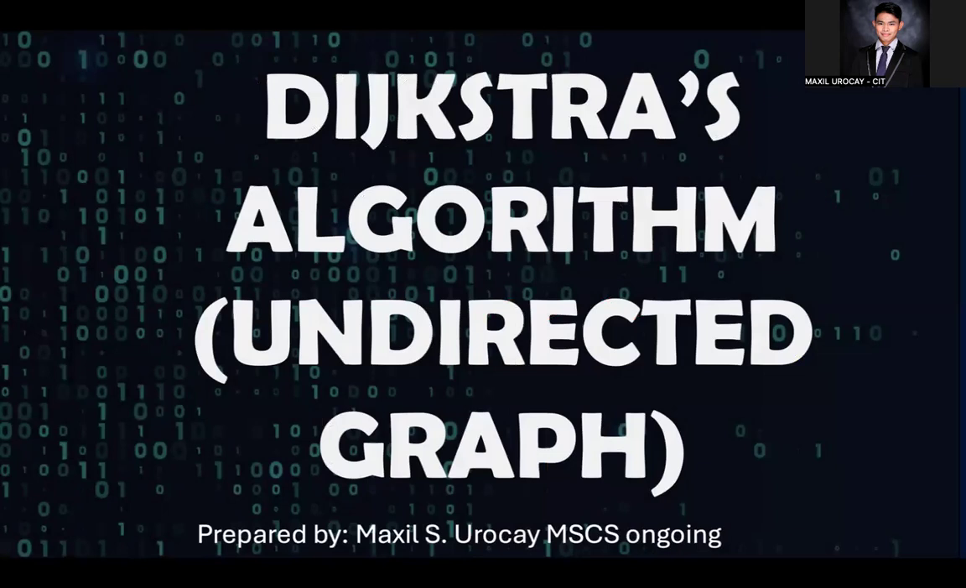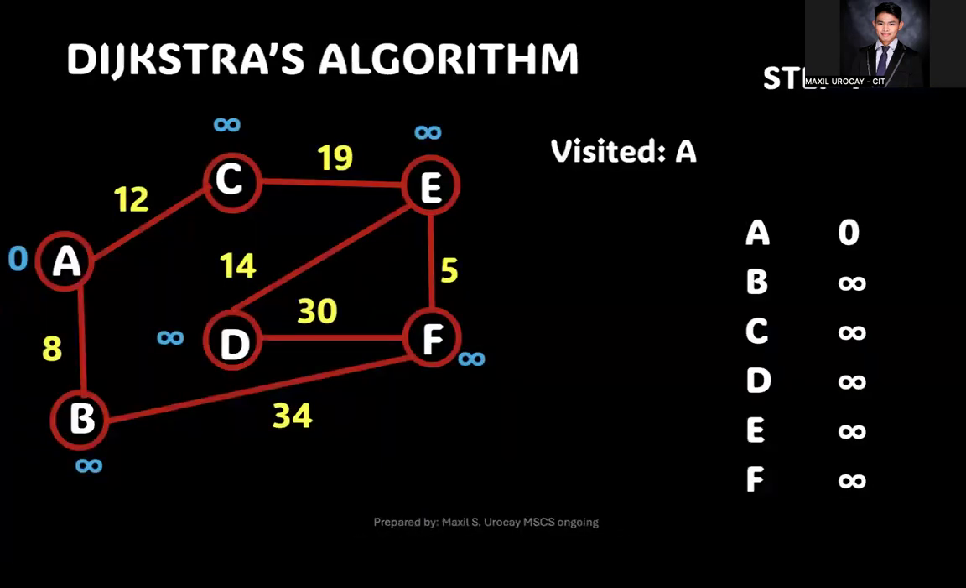So we will be going to work on Dijkstra's algorithm in an undirected graph. So let's move on. In our undirected graph, suppose we have here, for example, A as 0, and since we weren't able to visit the other nodes yet, we set those as infinity. So that is infinity right now.